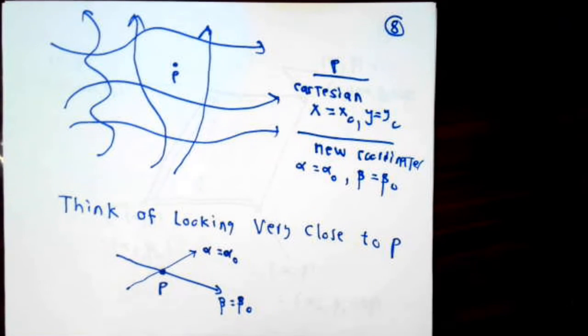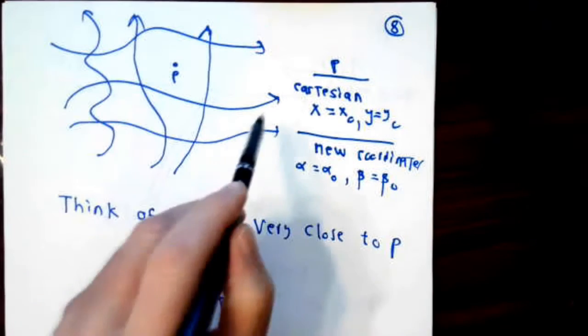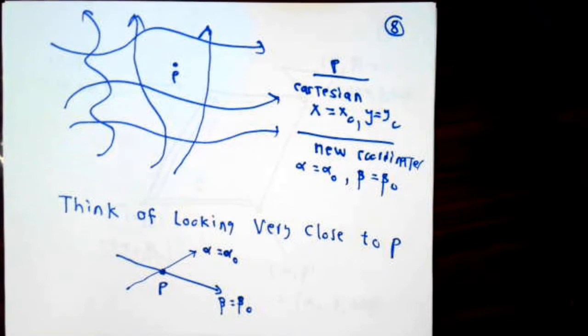So I'm going to think of looking at a point P and points very close to it. So close that these coordinate curves look flat to me. Any halfway decent graph, if you zoom in on it enough, starts looking as though it was linear. It's only when you look at the entire picture that you see that it's not. P has alpha coordinate alpha 0 and beta coordinate beta 0.